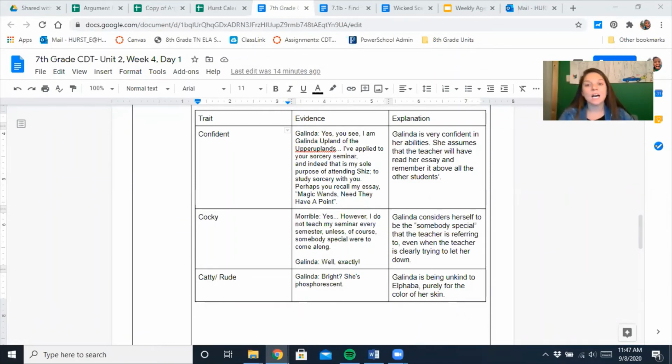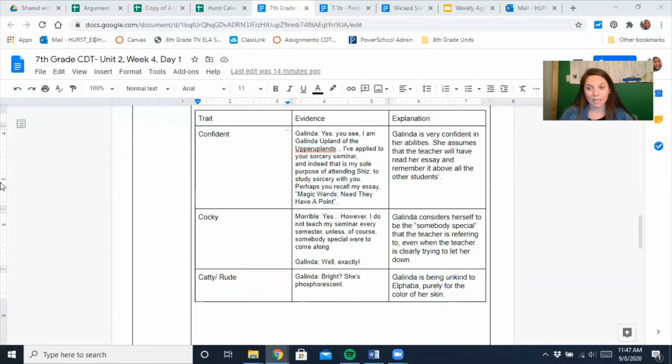All right, so some of the things that I came up with for Galinda are that she's confident. So when she's talking to the professor, Madame Morrible, she says, yes, you see, I'm Galinda Upland of the Upper Uplands. I've applied to your sorcery seminar. And indeed, that is my sole purpose of attending Shiz, to study sorcery with you. And this is the part that really told me. Perhaps you recall my essay, Magic Wands, Need They Have a Point? So she assumes that the professor has read her essay and remembers it above all of the other essays. And then maybe even further, she might be a little cocky or overconfident.